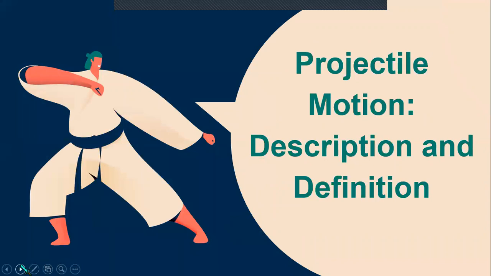This lesson is divided into two parts. This is part 1. Let's first discuss projectile motion, description and definition, as well as the descriptions for the horizontal component and the vertical component of projectile.